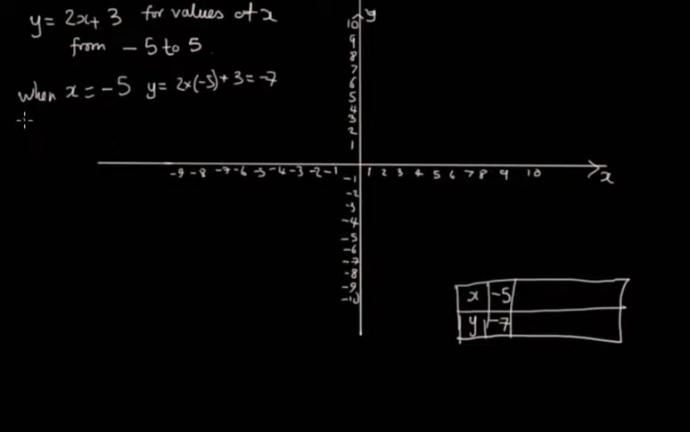A really useful one is for when x equals 0. Always look for x equals 0. y is going to equal 3, because if we put 0 in here, 2 times 0 is 0, so y must be 3. So when x is 0, y is 3. And finally we're going to do x equal to 5, because that's the range that we're being asked to plot for. When x is 5, y is 2 times 5, which is 10, add 3, which will be 13.